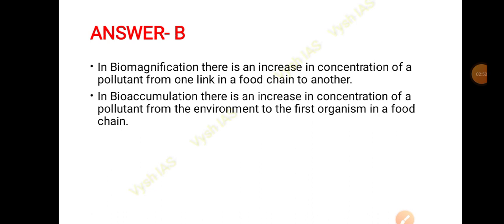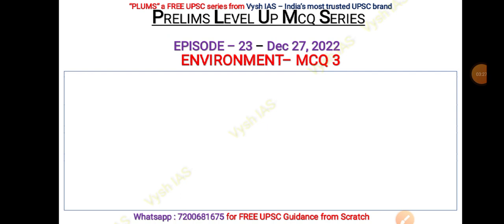So as the name suggests, it magnifies. That is, it increases its concentration from one link in the food chain to the other. But the accumulation is about how it enters, right? It gets accumulated and increases the concentration of the pollutant, and it enters the very first organism in a food chain. So entry is through bioaccumulation, but after that the increase in the concentration from one organism to the other in the food chain is through biomagnification, right?